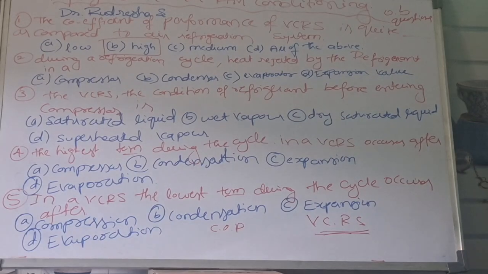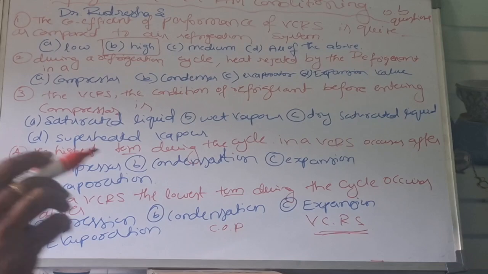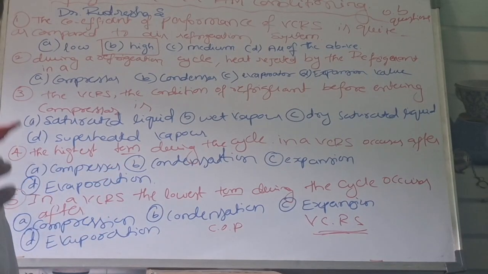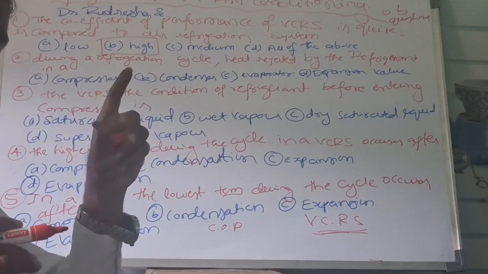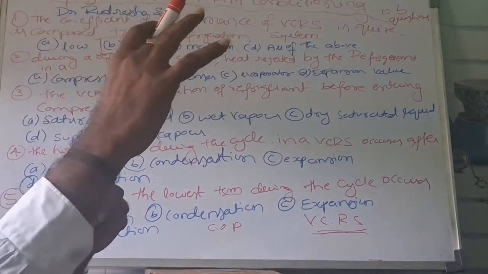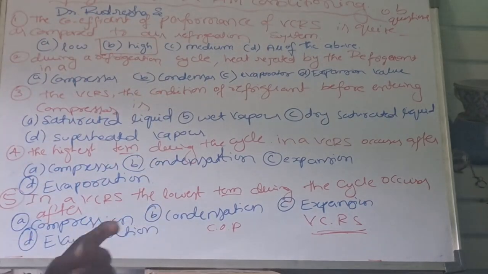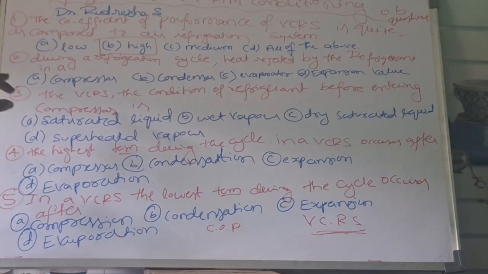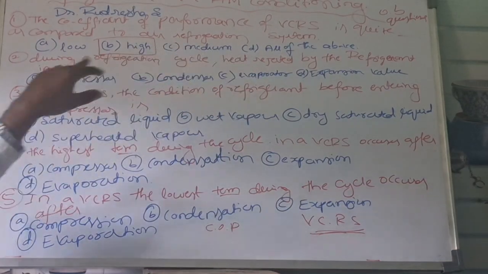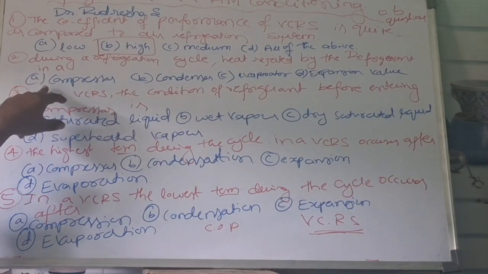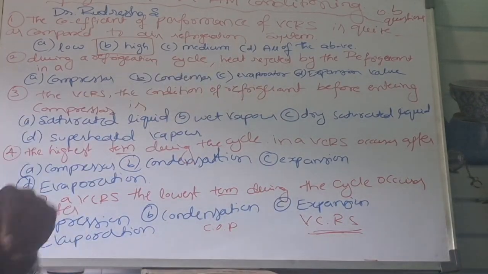During a refrigeration cycle, heat is rejected by the refrigerant in which component? There are four components in the refrigeration cycle. One is the compressor, another is the condenser, another is the evaporator, and in between the condenser and the evaporator, it is controlled by the expansion device. First one is the compressor, second is the condenser, third is the evaporator, and fourth is the expansion valve.